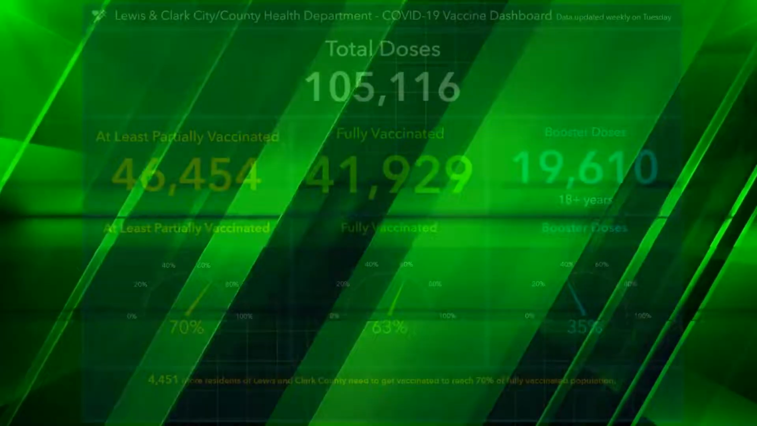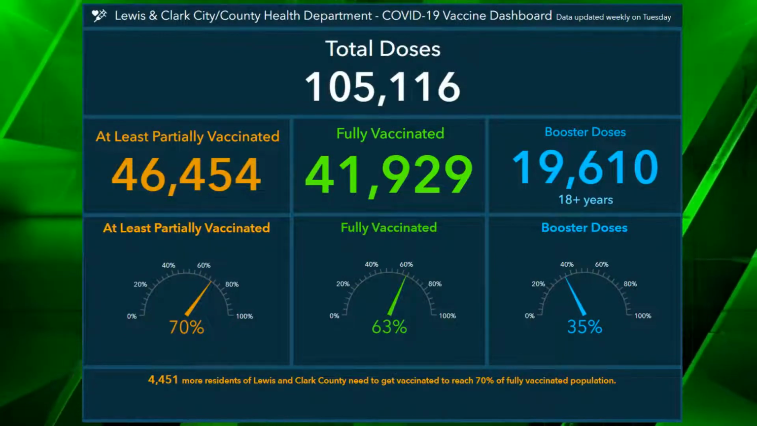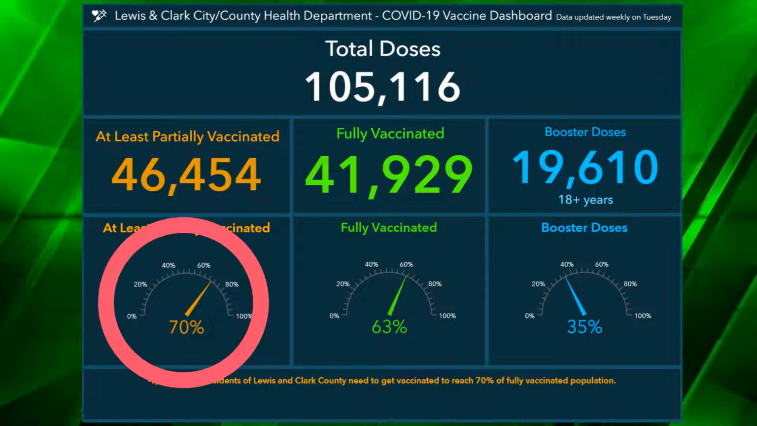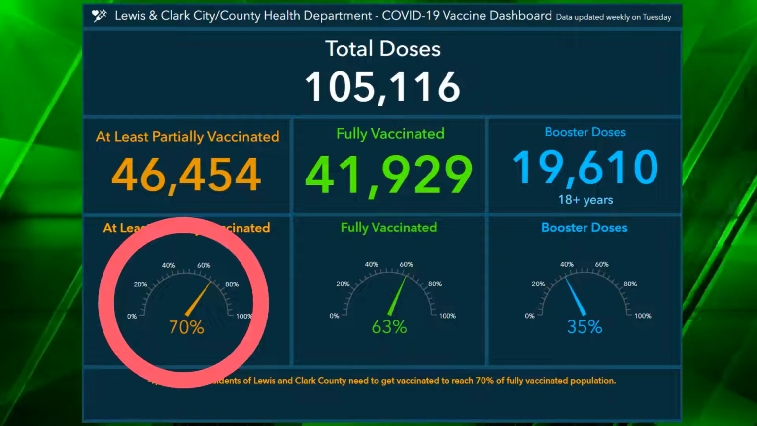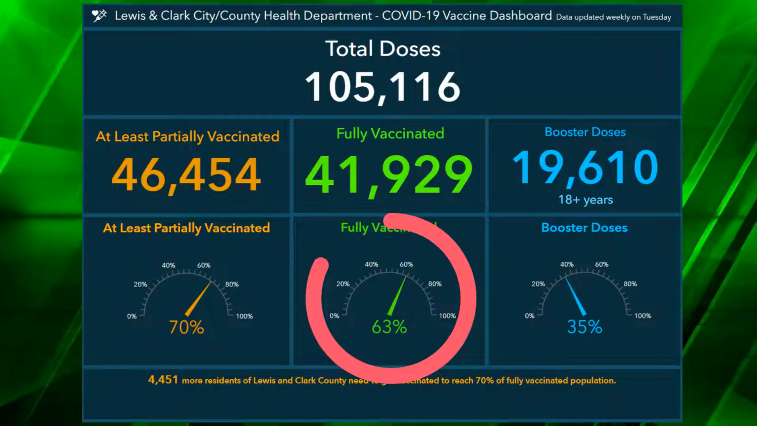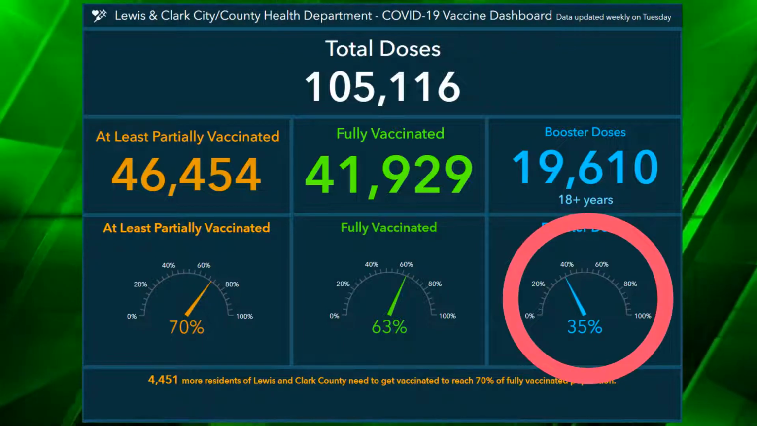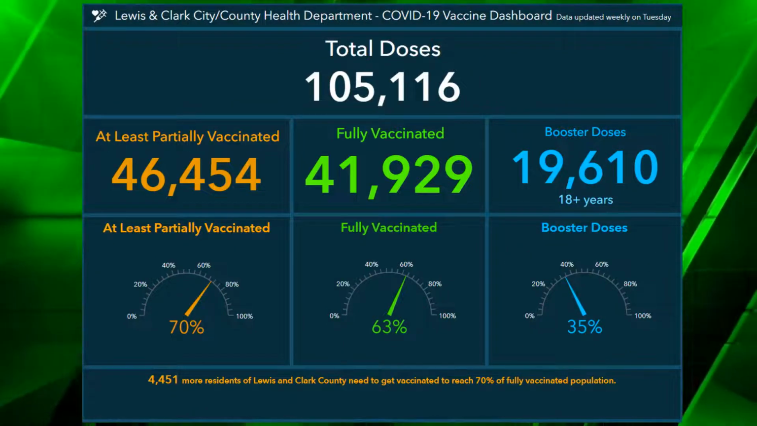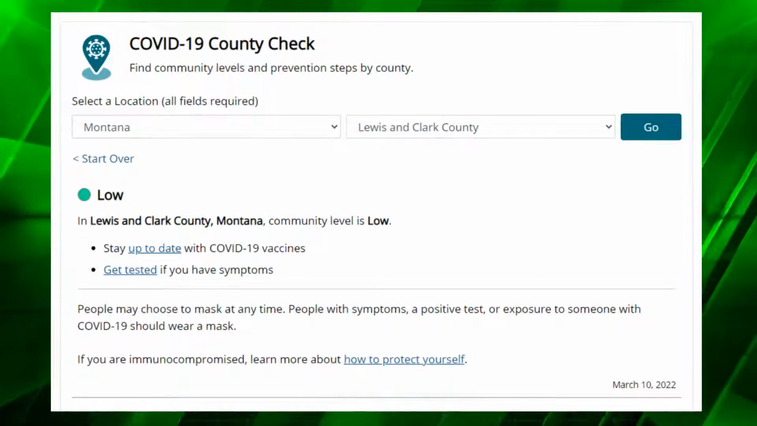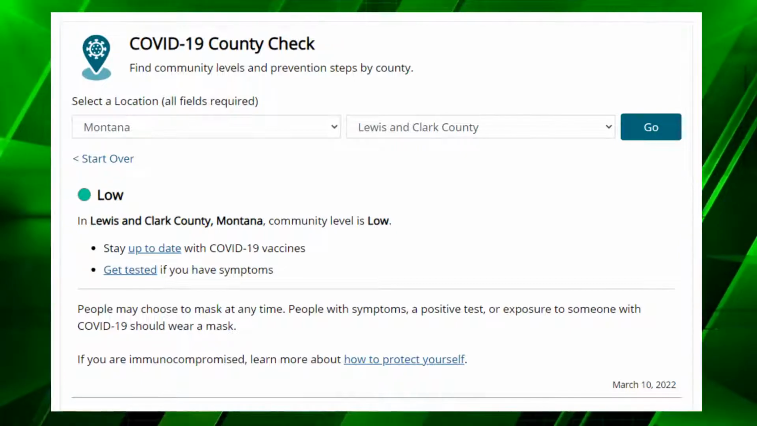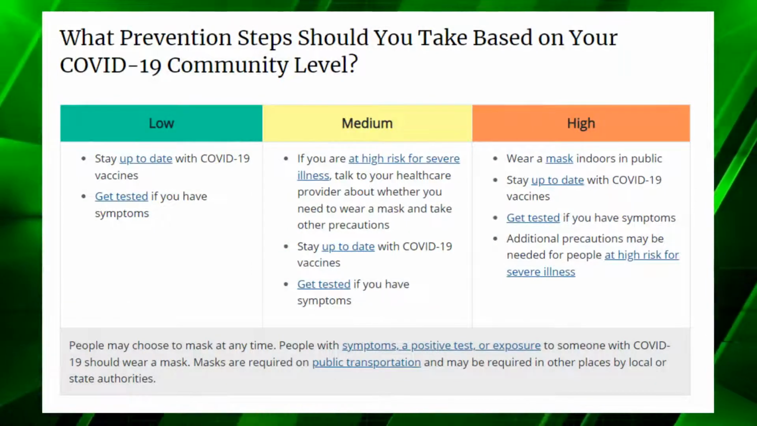Our vaccine rates are holding steady, very, very small increases from week to week. We're sitting at 70% of our eligible population 5 years and older who are partially vaccinated, 63% fully vaccinated, and we have 35% who have received their booster doses. According to the CDC tool, we are at a low precaution level, which means that we recommend that folks stay up to date with their vaccine and then also get tested if they are symptomatic.